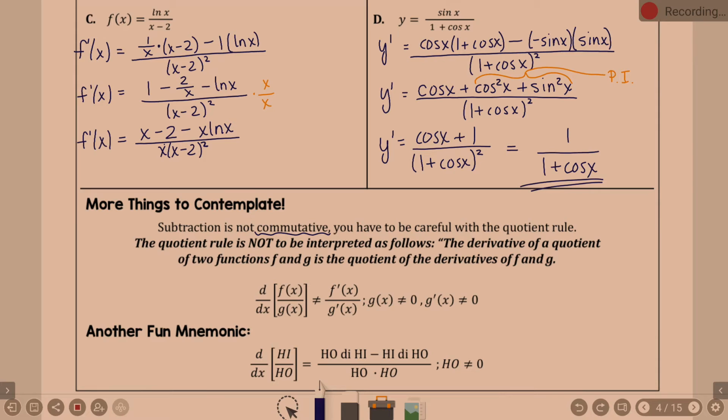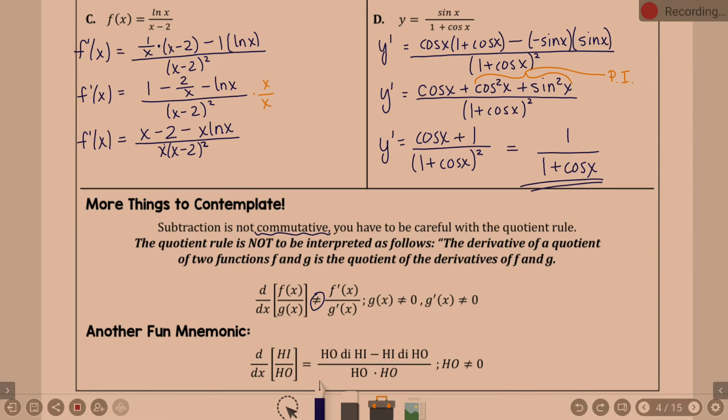The quotient rule is not to be interpreted as the derivative of a quotient of two functions, f and g, is the quotient of the derivatives of f and g. So you can't just say, oh, it's two functions, I'm going to do the derivative of each. That is a no-go, because that would be too easy. Same thing, we had this same statement about the product yesterday. It's not just derivative times derivative.